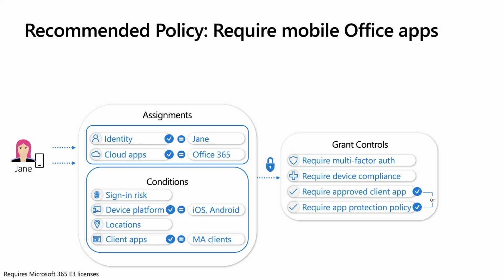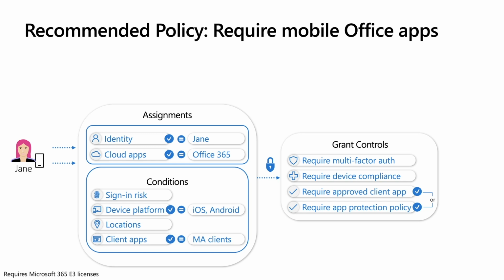And the reason being is because we're in a transitory state. We are in the midst of migrating apps from the require approved client app grant access control support to require app protection policy. Azure Active Directory behind the scenes has the knowledge of which apps support the require app protection policy grant access control versus those that support only the require approved client app, and thereby ensures that an app will be held to the correct grant access control as a result.